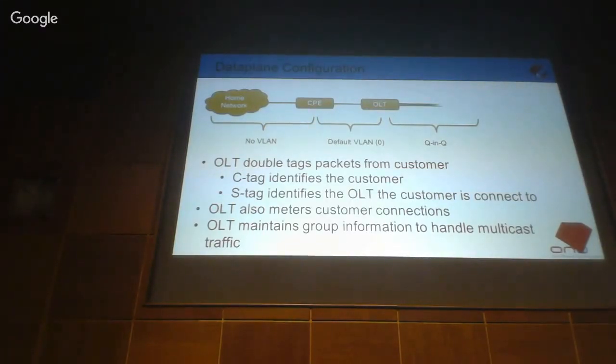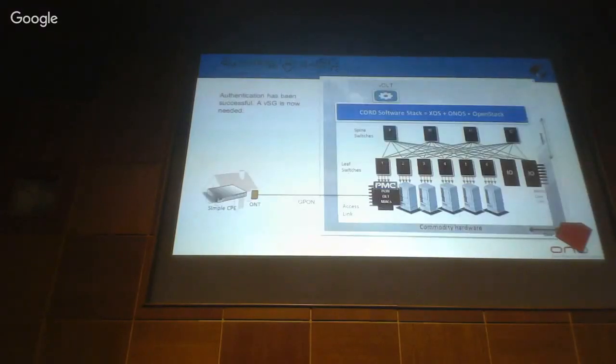What happens next, right? So we've managed to get traffic all the way to that point. We have the S tag, which identifies the OLT the customer is connected to, and the C tag, which identifies the customer. The OLT has several other functions: meters to meter the customer's connection, group information for multicast. But what happens after we egress from the OLT? So let's have a look.